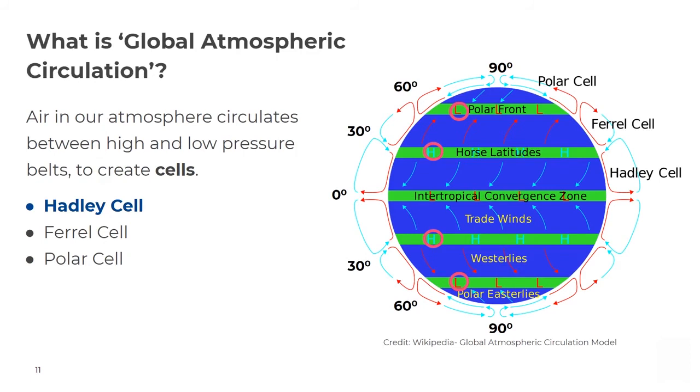And these show us the surface winds that we find on our planet. And I just want you to notice something about them. We mentioned earlier that air travels from areas of high pressure to areas of low pressure. And if you look at this diagram, you'll see that the surface winds are travelling from areas of high pressure back to areas of low pressure.